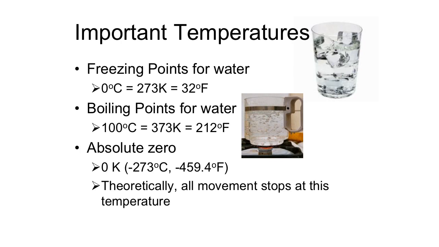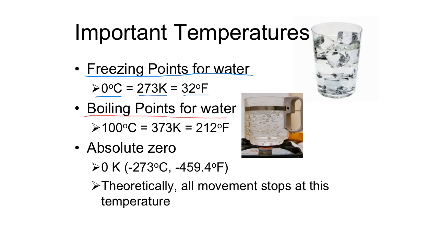Now, some important points that we need to know. The freezing point for water, assuming that we're at standard pressure, is 0 degrees Celsius, which would be equal to 273 Kelvin. That is also equal to 32 degrees Fahrenheit. We're pretty good about remembering that because we know that water can freeze, ice can form, it can snow at 32 degrees Fahrenheit, which is the same thing as 0 degrees Celsius.